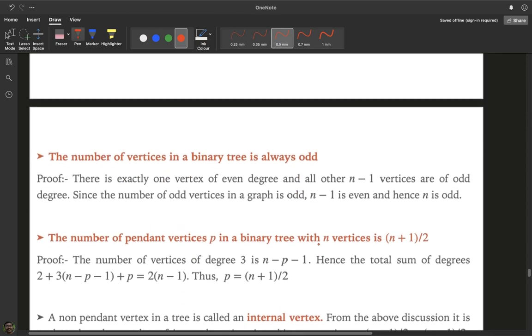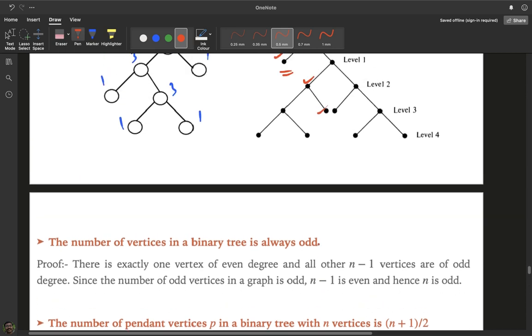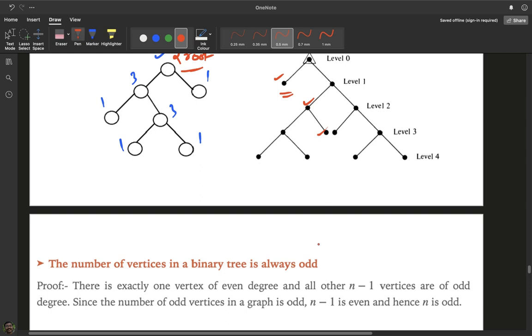The first property is very simple: the number of vertices in a binary tree is always odd. The property of a binary tree is that there is exactly one vertex of degree 2 and all other vertices are of degree 1 or 3. So if there are n vertices, exactly one vertex has even degree and the other n minus 1 vertices have odd degree.